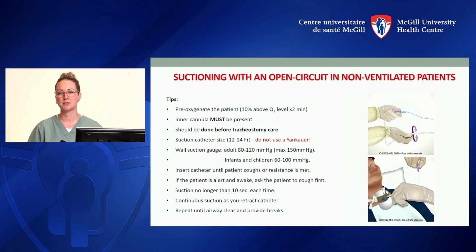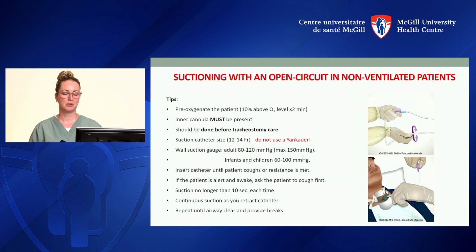The reason we don't use a yanker is because we see a lot of cross-contamination. Someone uses a yanker, puts it in their mouth, then puts the same yanker back into the trach tube and vice versa, and they're just cross-contaminating all the bacteria. You can use a yanker if you want, but have one separate for the tracheostomy tube and the other one for mouth care. For the wall suction gauge, usually in adults we recommend between 80 and 120, max 150. In infants and children, it's 60 to 100.